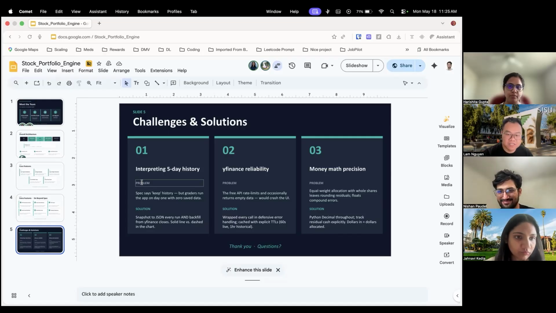Equal weight allocation with whole shares always leaves a rounding residual. Instead of hiding it, we track residual cash explicitly and use Python's Decimal type to avoid floating point error. So dollars in always equal dollars allocated. And that's all for the slide.